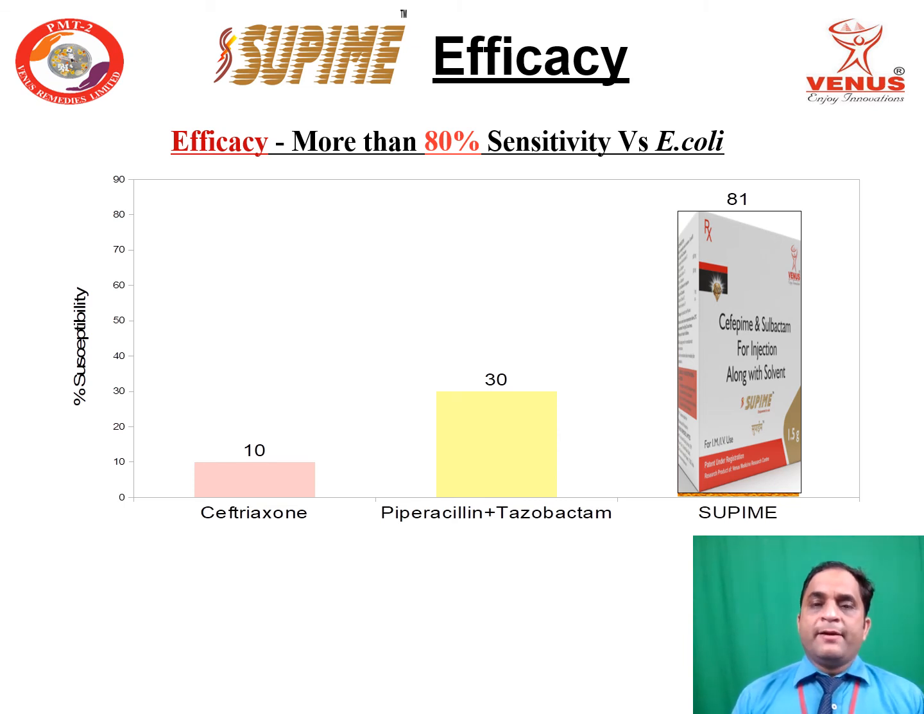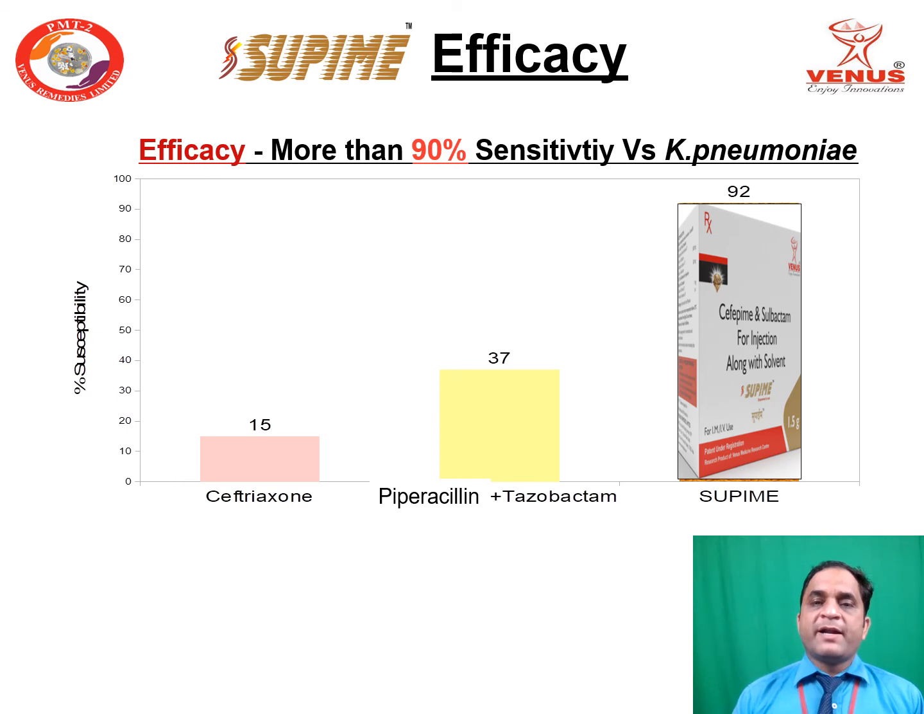Now another bacteria, E. coli. Against E. coli, the sensitivity of Supine is more than 80%, up to 81%, which is very high as compared to piperacillin tazobactam, which is just 30%.